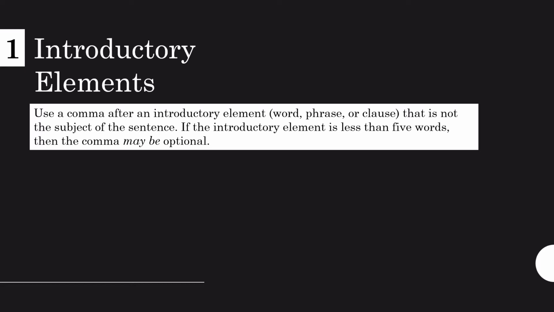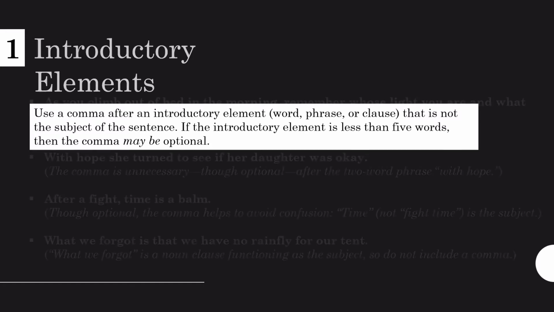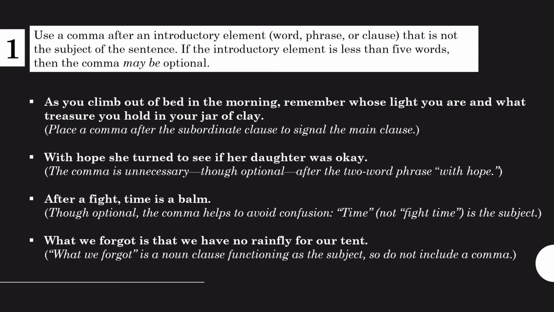Use a comma after an introductory element, word, phrase, or clause that is not the subject of the sentence. If the introductory element is less than 5 words, then the comma may be optional. Consider these examples. As you climb out of bed in the morning, remember whose light you are and what treasure you hold in your jar of clay. Place a comma after the subordinate clause to signal the main clause. This introductory element is longer than 5 words, so a comma is necessary.